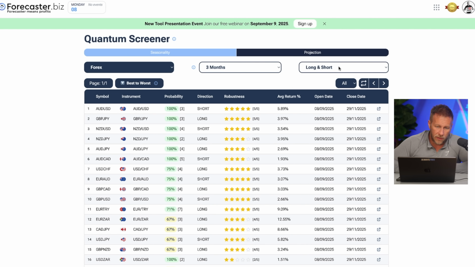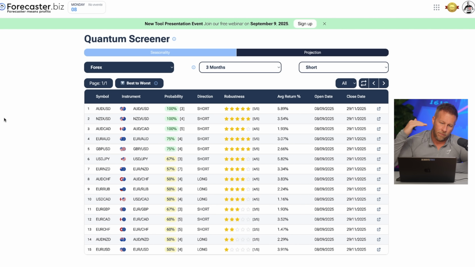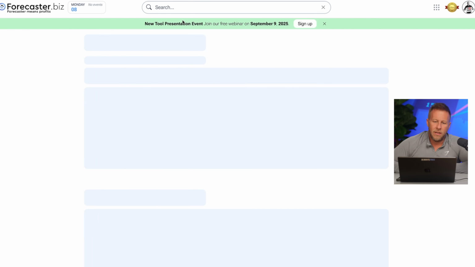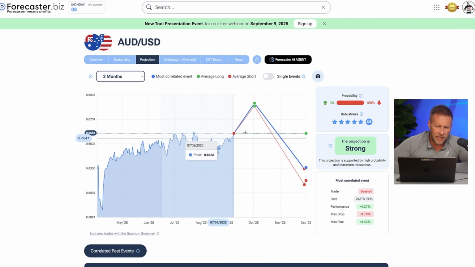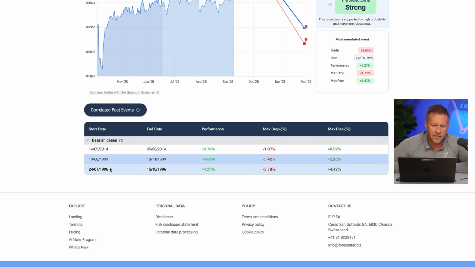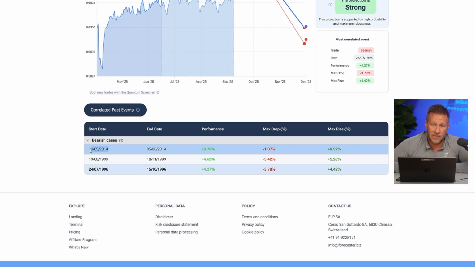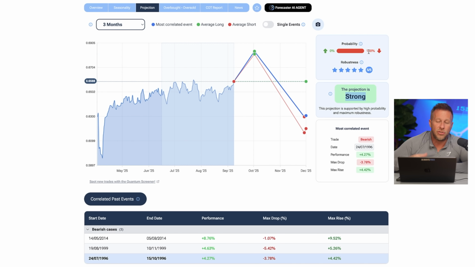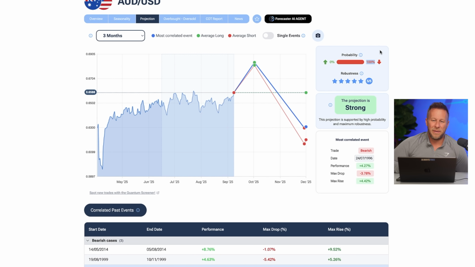Okay, so look, the top of the scoreboard, Aussie dollar. We're going to take a look at the Aussie dollar. All right, so I'm going to bring the Aussie dollar out. We're looking at the projection, 3 months. You can see down here that we've got a couple of cases, one in 1999. So there's 3 cases, one in 96, one in 99, and one in 2014. And this one, very, very strong. 5 out of 5, 100% short. Okay, now that's great. That's a great starting point.